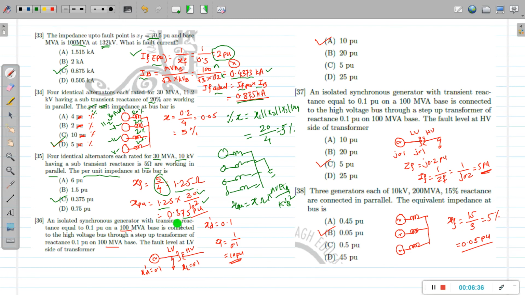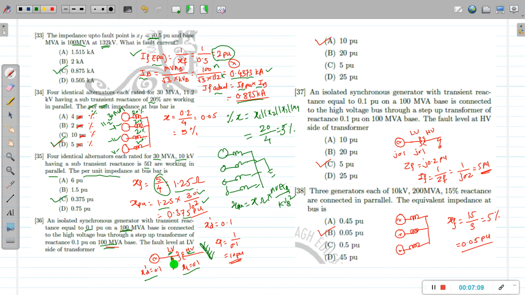An isolated synchronous generator with the transient reactance of 0.1 pu on 100 MVA base is connected to the high voltage bus bar through a step-up transformer of reactance 0.1 on 100 MVA base. Find the fault level at the LV side of the transformer. Okay, so step-up transformer means the generator is connected to the step-up transformer, this side is LV, this side is HV, and this is your HV bus bar. The transformer reactance is also 0.1 on the same base.